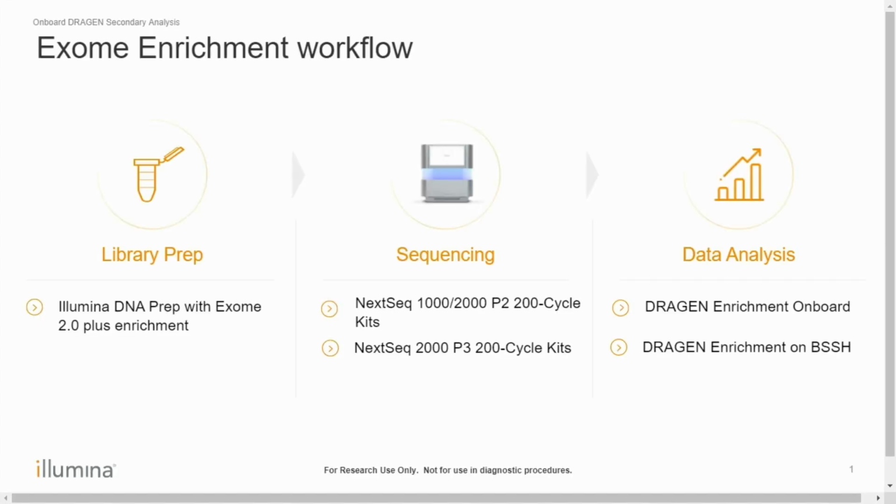Let's look at an example of this workflow on both the NextSeq 1000 and 2000. Once you have your sample, you prepare your library using Illumina DNA Prep with Exome 2+ enrichment. Then you could run your sample on the P2-200 cycle kit on NextSeq 1000 or the P3-200 cycle kit on the NextSeq 2000. Finally, the DRAGEN enrichment onboard or the DRAGEN enrichment app on BaseSpace Sequence Hub helps you with secondary analysis. You can then use the results for downstream interpretation.